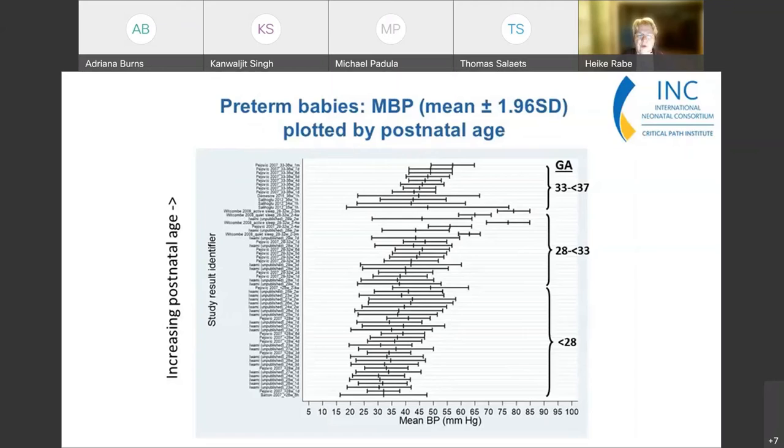Here's another plot for preterm babies, again, mean blood pressure by postnatal age and also by gestation. Stephen puts studies reporting babies below 28 weeks, 28 to 33, and 33 to 37. Overall, there's a trend that with maturity, the blood pressure will go up. And if you compare that with the threshold of 50 millimeters of mercury in term babies, you can see up to about 33 weeks, the babies' blood pressure will be below that.